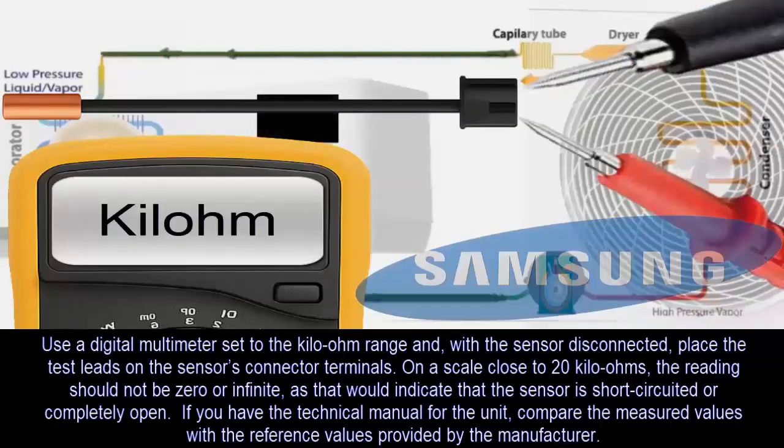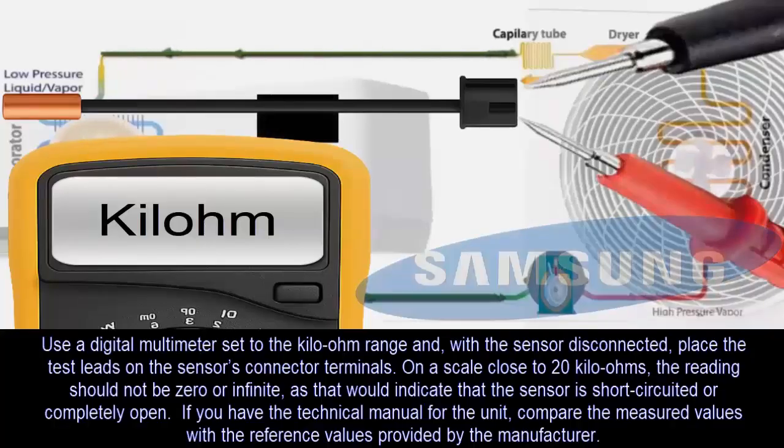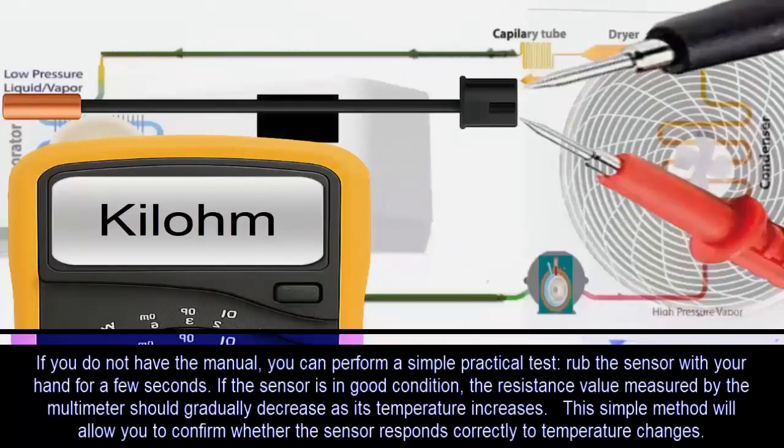On the kiloohms scale, the reading should neither be 0 nor infinite, as that would indicate that the sensor is shorted or completely open. If you have the technical manual of the unit, compare the measured values with the reference values provided by the manufacturer.